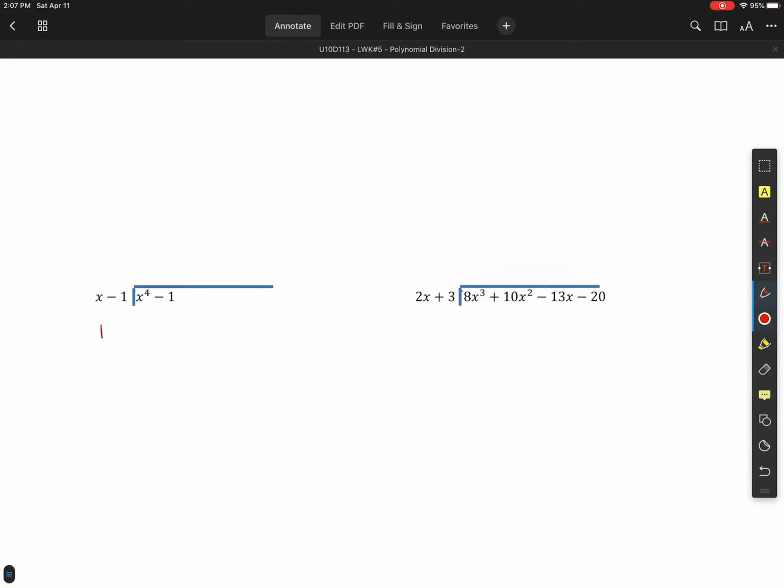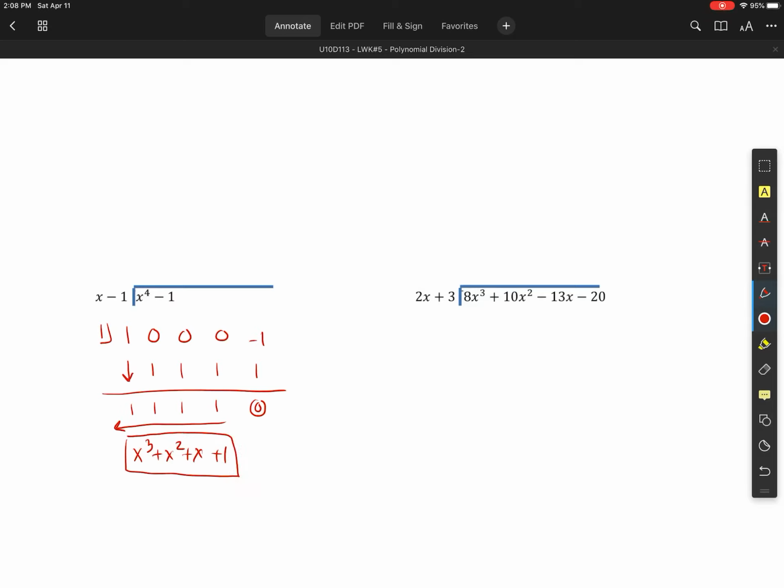So for problem 3, key thing, 1's going in the floating box, then we have x to the 4th, x to the 3rd, x squared, x, negative 1. We need 3 placeholders here. First number down, 1 times 1 is 1, 1 times 1 is 1, 1 times 1 is 1, 1 times 1 is 1, nothing. Right, so that means it's divided cleanly in. We add our x's back in. x to the 3rd plus x squared plus x plus 1, that's our final answer here. So x to the 4th minus 1 divided by x minus 1 is x to the 3rd plus x squared plus x plus 1.